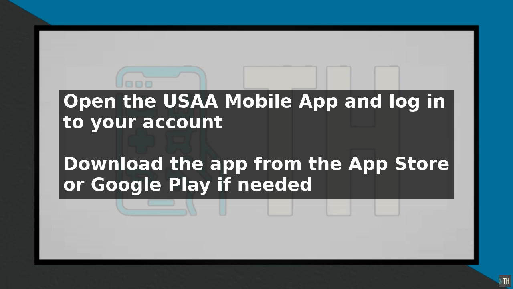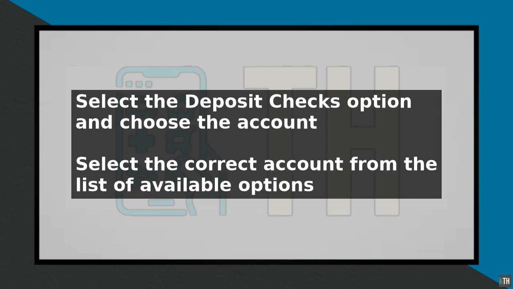Now, endorse the check by signing your name on the back. This is an important step as it verifies that you are the owner of the check. Make sure to include the words "for mobile deposit only" on the back of the check, as this is required by USAA.